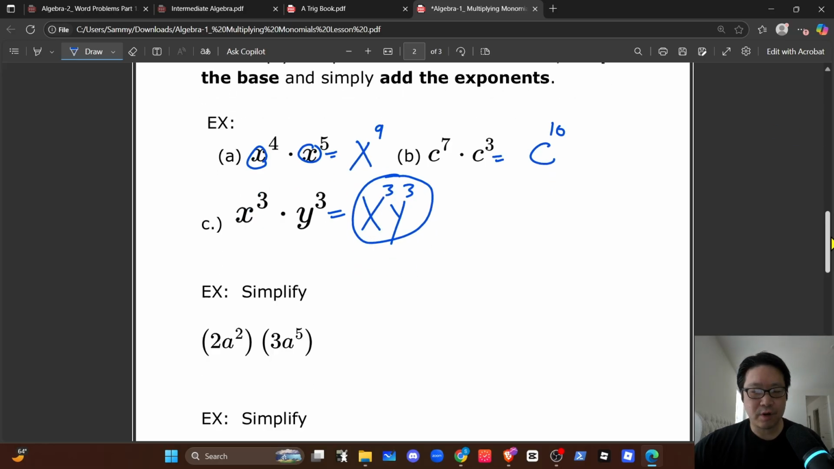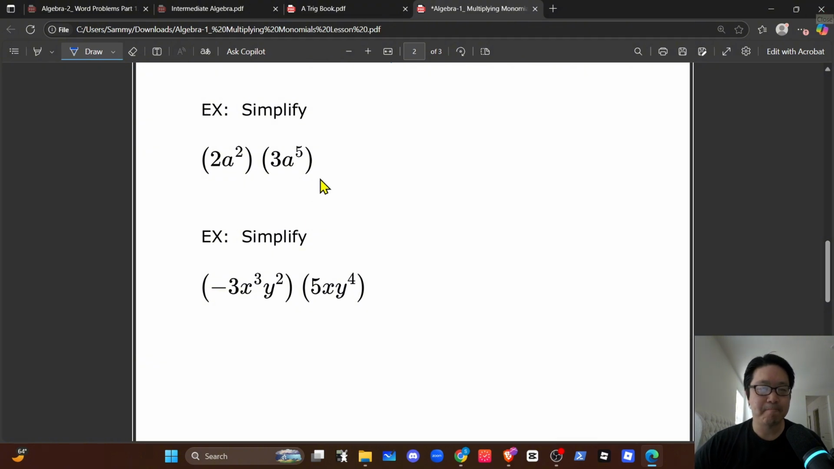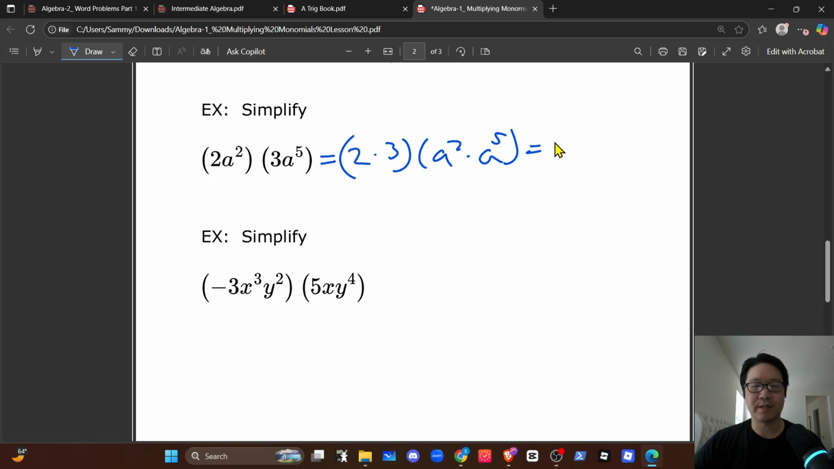All right. Let's try another one. So here it says to simplify. And as we've done in previous examples, all you have to do is multiply the coefficients together and then the variables separately. So what's happening here is 2 times 3 times a squared times a to the fifth. All right, so 2 times 3 is 6. And since the bases here are the same, both have base a, you just simply add the exponents. 2 plus 5 is 7. So this is going to be 6 times a to the seventh power.